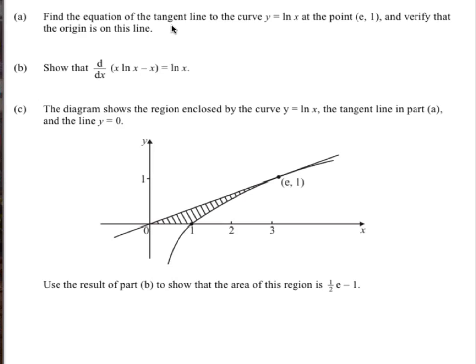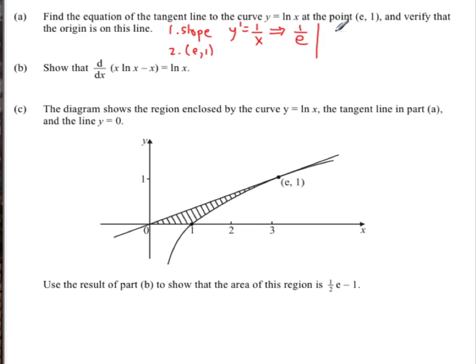In order to make a tangent line, we first need the slope at that point. The slope we can get from the derivative, which is y prime equals 1 over x. I need it at e, so that's 1 over e. And then I need a point as well, and they gave us that. That's nice. So that's (e, 1).